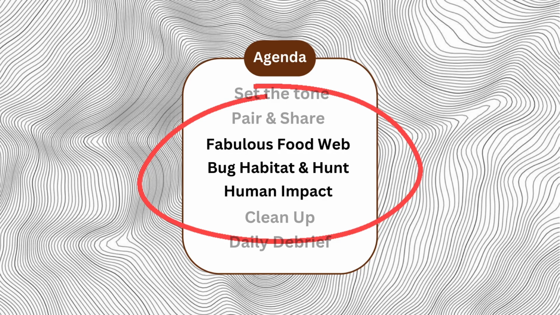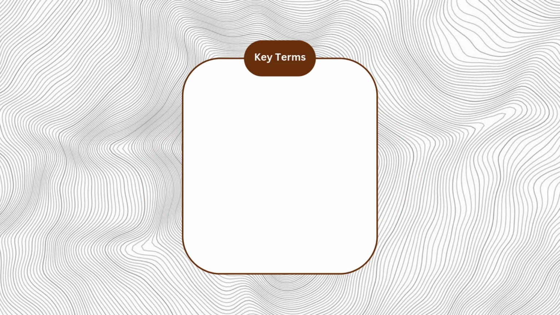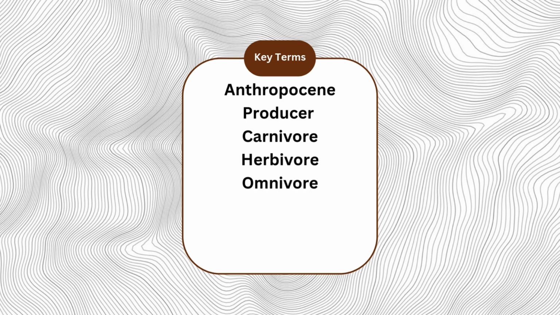In addition to the activities, each class will have a unique group of key terms that are good to use during discussions with your students. For Class 1, our key terms are Anthropocene, Producer, Carnivore, Herbivore, Omnivore, Scavenger, Decomposer, and Habitat. The definitions for all these terms are included in your curriculum.